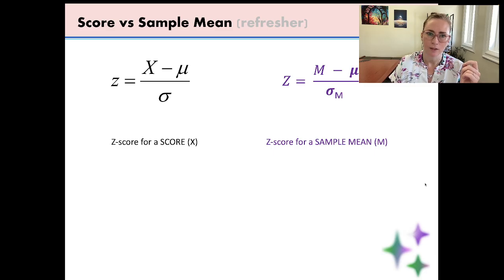Okay. This is just a refresher. This was our z-score when we used scores. So the z-score for a score x, right? I had x minus mu over the standard deviation. When we're talking about a sample mean, this needs to be highlighted, the sample mean M, we're not using x anymore. Then we're going to have M minus mu, so we're doing the deviation over not the standard deviation, but the standard error. We use the standard deviation to calculate the standard error.